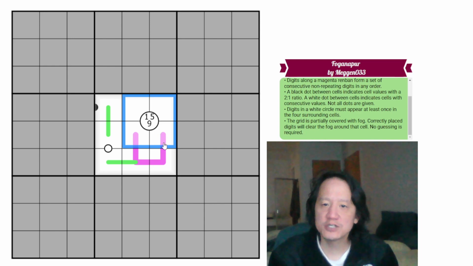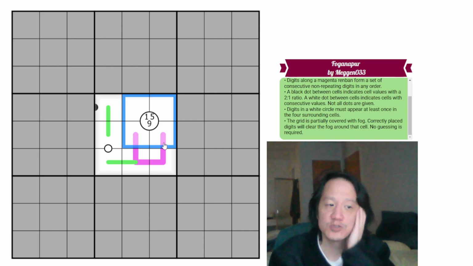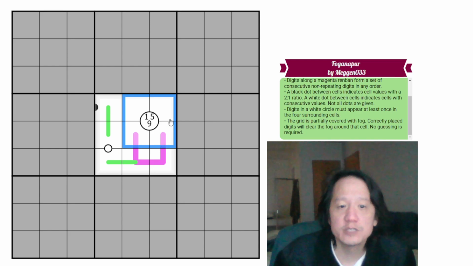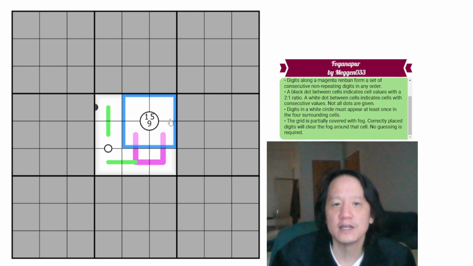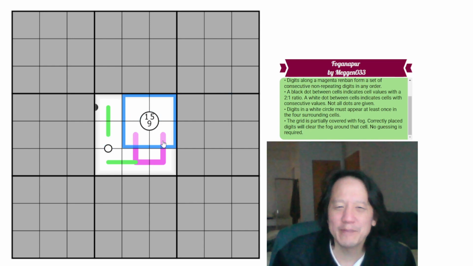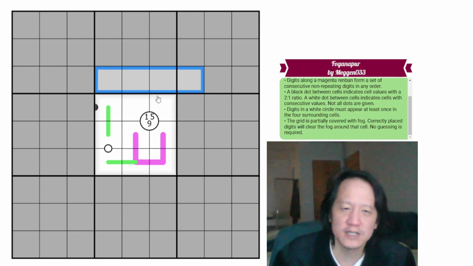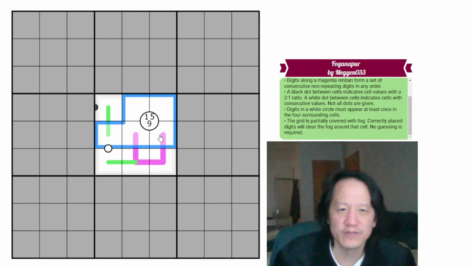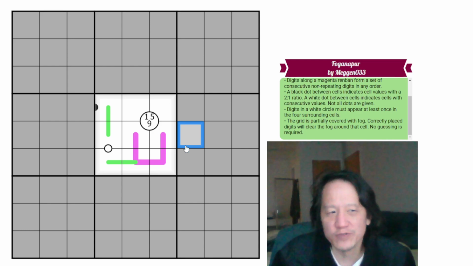The grid is partially covered with fog. Correctly placed digits will clear the fog around that cell. No guessing is required. This is basically saying that you can logic out all of this puzzle without guessing. And I'm not sure why you would want to randomly guess digits. It sort of defeats the purpose of having the fog of war and makes it trivial.